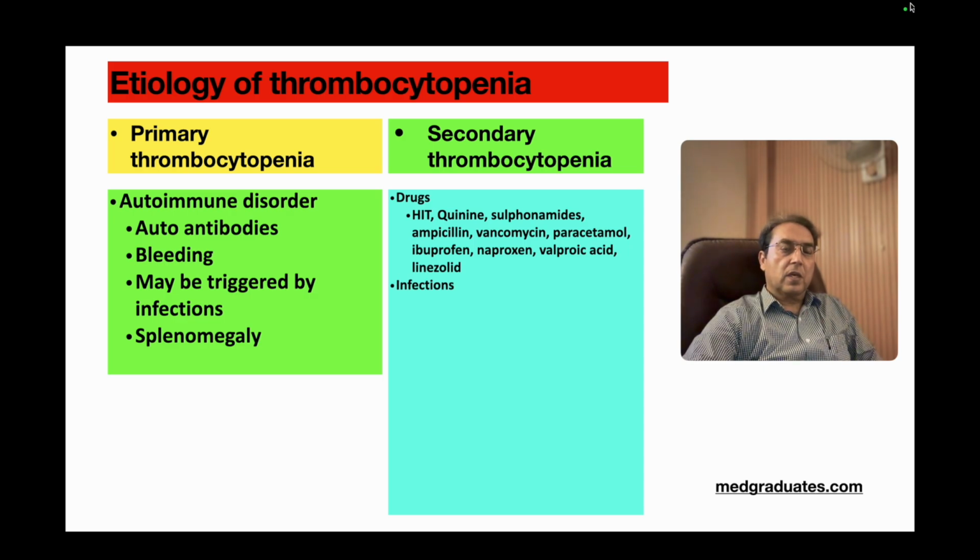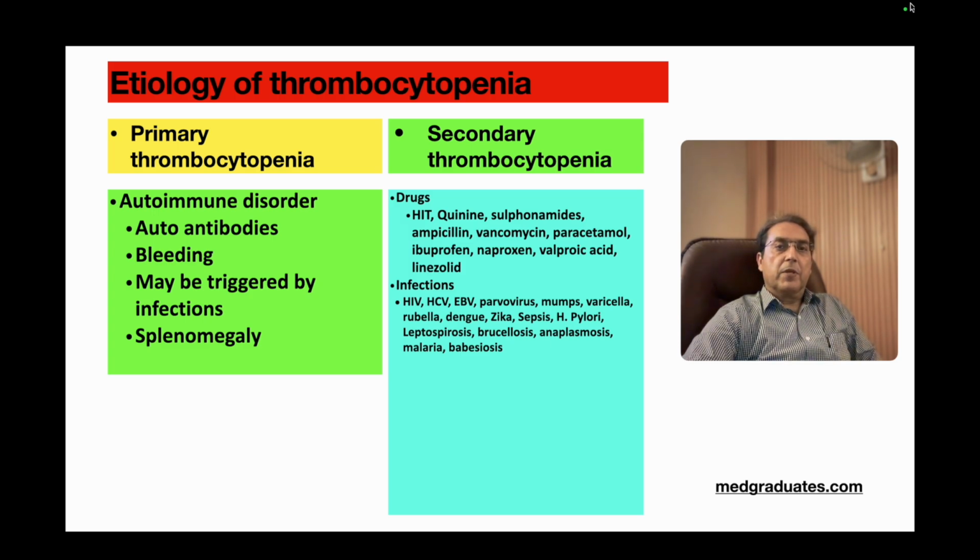Then infections. Thrombocytopenia is present in many infections, for example, HIV, HCV, Epstein-Barr virus, parvovirus, mumps, varicella, rubella, dengue, Zika. Patients who've got sepsis, H. pylori infection, leptospirosis, brucellosis, anaplasmosis, malaria, and babesiosis. All these can produce thrombocytopenia.